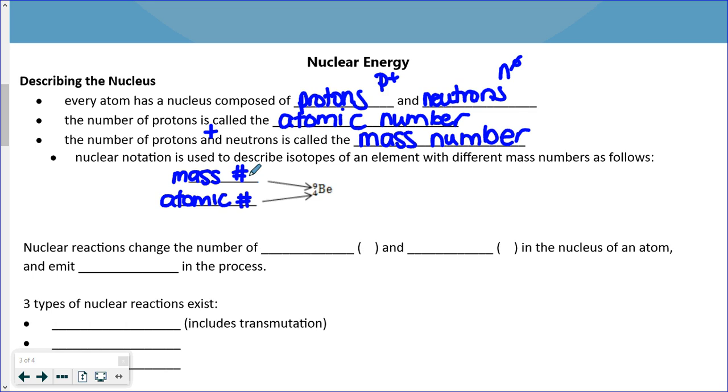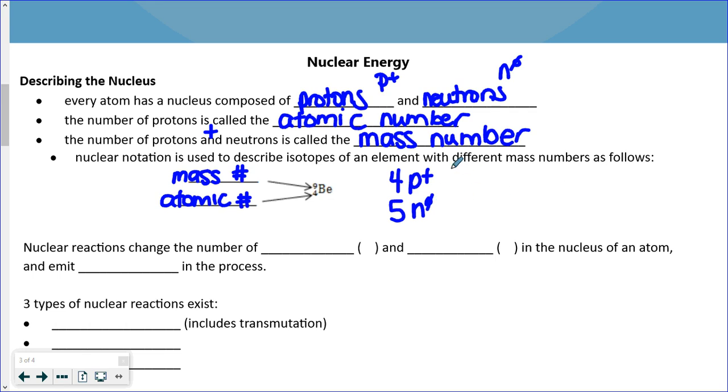Something like phosphorus, that's 30.97. You would round its mass number to 31. Again, your mass number is your number of protons and neutrons. For beryllium, we know beryllium has 4 protons. Your protons plus your neutrons is your mass number. That's 9, so we know that needs to be 5 neutrons.